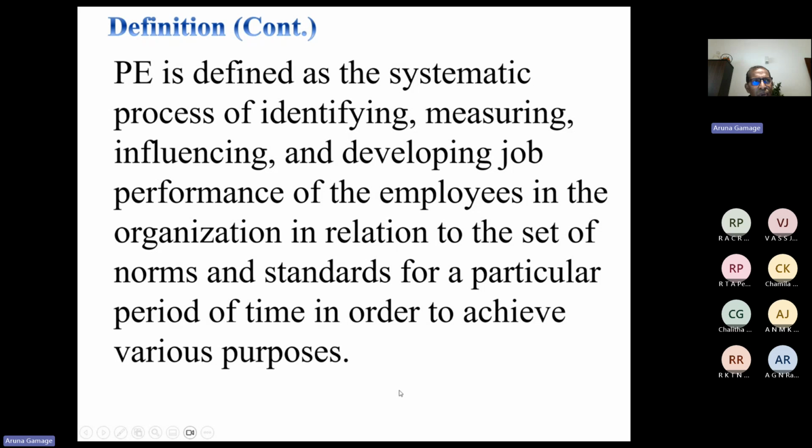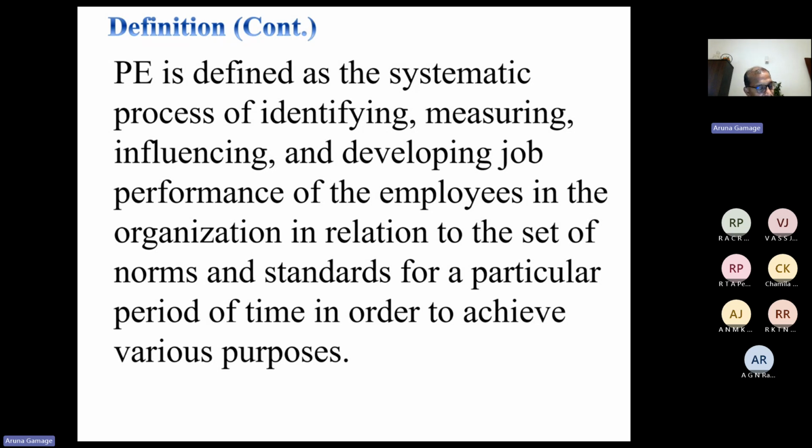Simply, you can say that performance evaluation is all about measuring how well employees are doing their job, the extent, the degree to which employees are doing their job. Broadly speaking, it is defined as a systematic process of identifying, measuring, influencing, and developing job performance in the organization, in relation to some set of norms and standards, for a particular period of time, to achieve various purposes of performance evaluation.